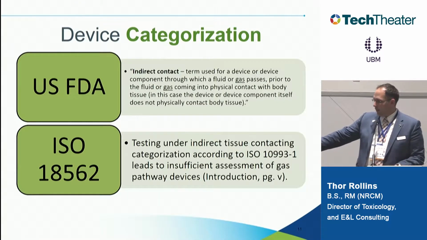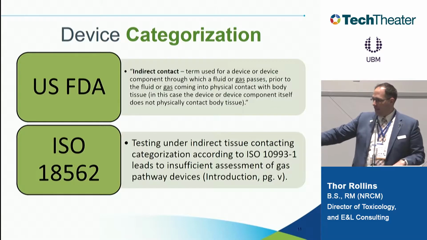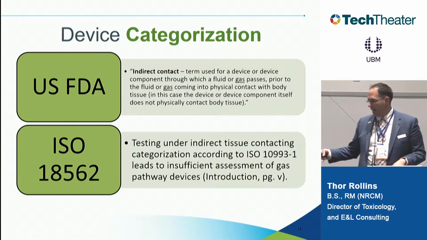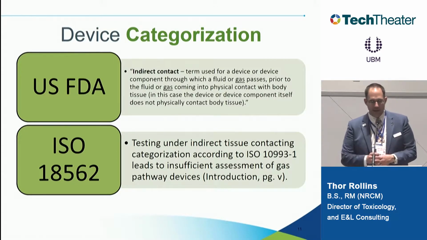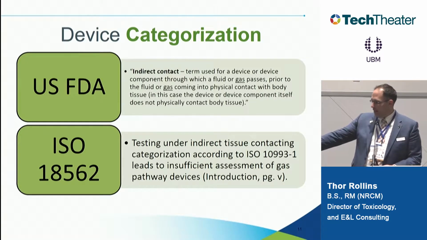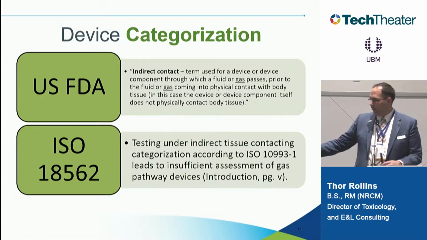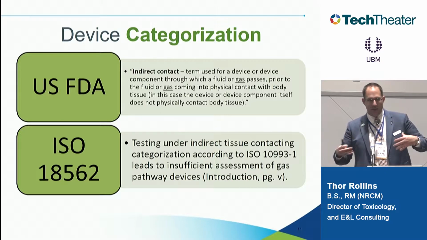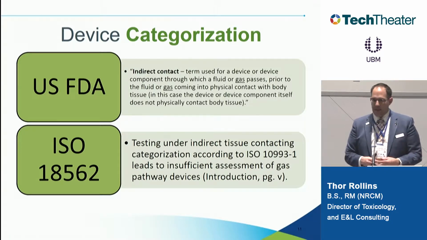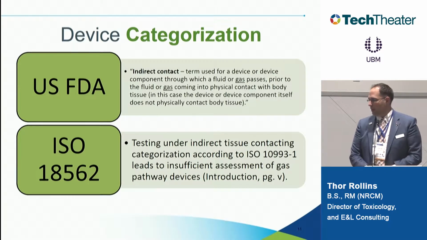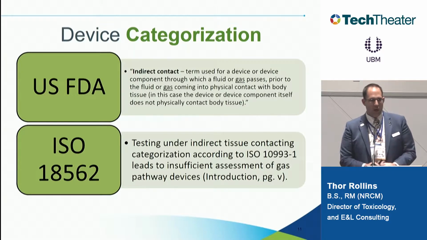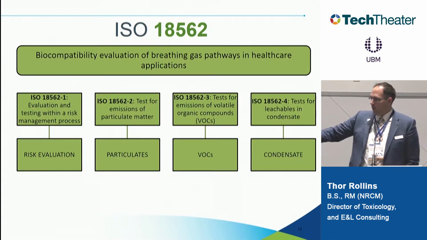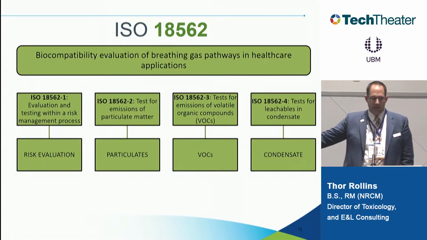So the difference between the US FDA and the ISO 18562, though, is really the difference between the gas path and how we look at how it contacts the device or the body. So with 18562, the influence with the gas path is the indirect contact with the gases and particulates into the lungs. The FDA may have some additional concerns based on how the liquid may be condensed or how the device may be used. And we'll get into those in a little bit. So this is the basic setup of 18562.